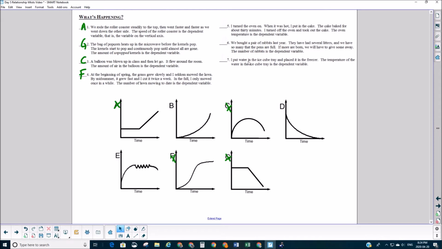All right, number 5. I turned the oven on. When it was hot, I put in the cake. The cake baked for about 30 minutes. I turned off the oven and took out the cake. The oven temperature is the dependent variable.